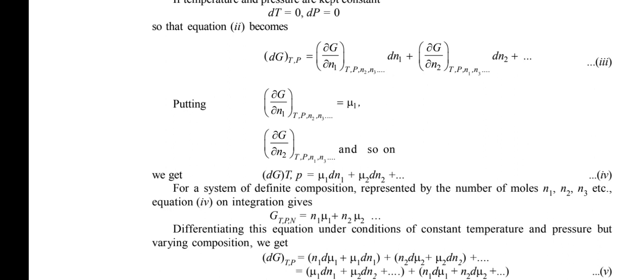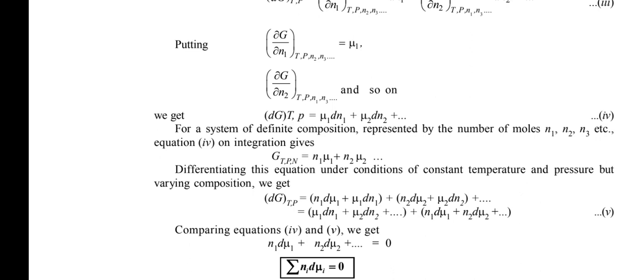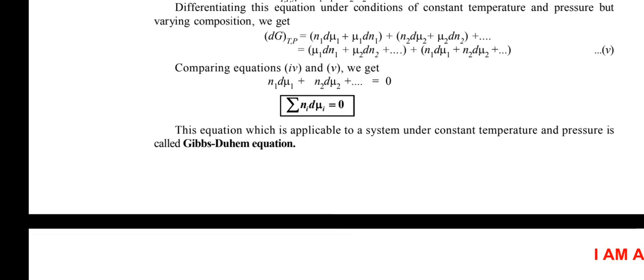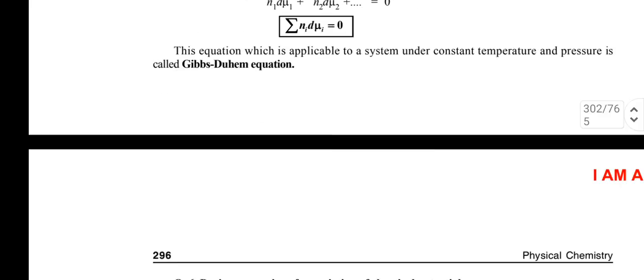For a system of definite composition represented by the number of moles n1, n2, n3 etc., the fourth equation on integration gives G at constant temperature, pressure and number of moles equal to n1 mu1 plus n2 mu2. Differentiating this equation under conditions of constant temperature and pressure but varying compositions, we get dG at constant temperature and pressure equals n1 d mu1 plus mu1 dn1 plus n2 d mu2 plus mu2 dn2, which is mu1 dn1 plus mu2 dn2 plus n1 d mu1 plus n2 d mu2. Comparing equations fourth and fifth, we get n1 d mu1 plus n2 d mu2 and so on, summation of n d mu equals 0. This equation, applicable to a system under constant temperature and pressure, is called the Gibbs-Duhem equation.